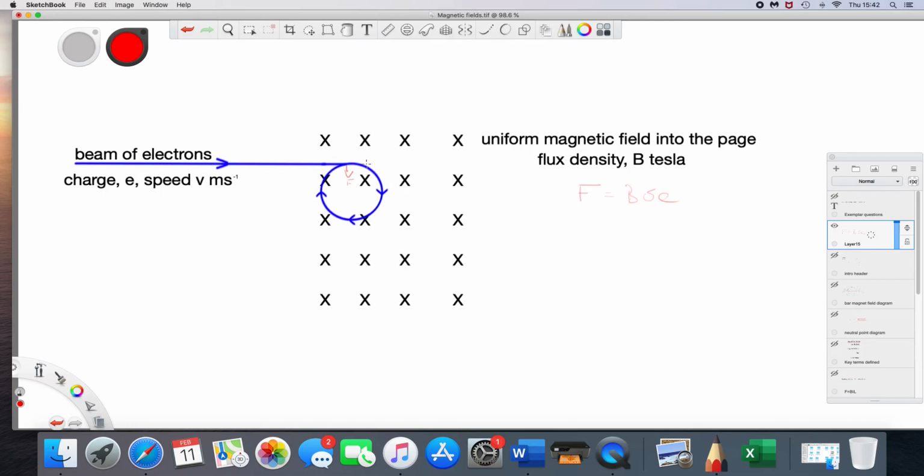Now if we were to follow on round to here, so if we have an electron at this point, then again we have the field into the page, we have the current going up the page at this point, tangentially to this circle, which again means the force is towards the centre of this circle. And what you find is that this is a centripetal force.